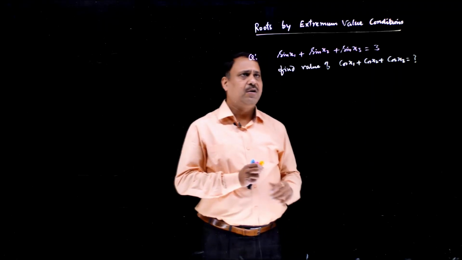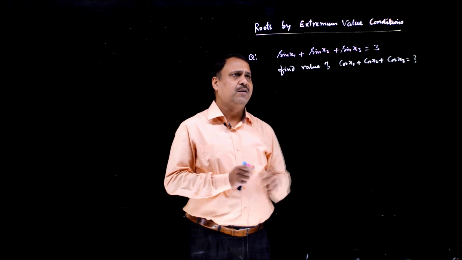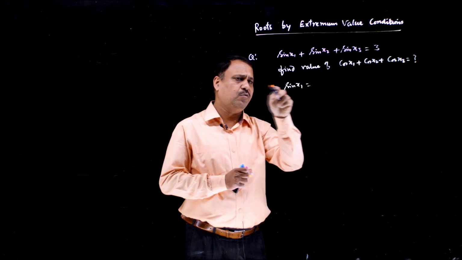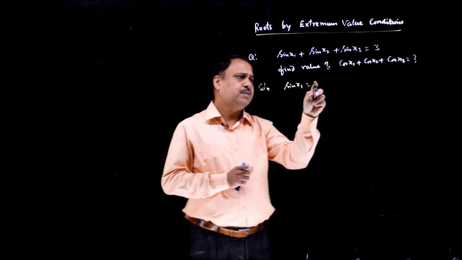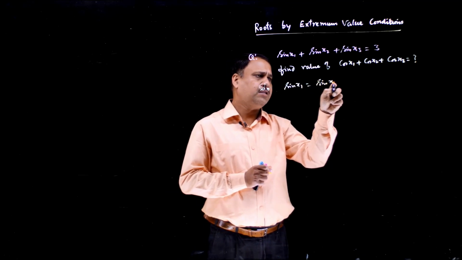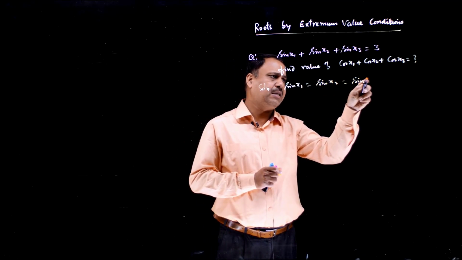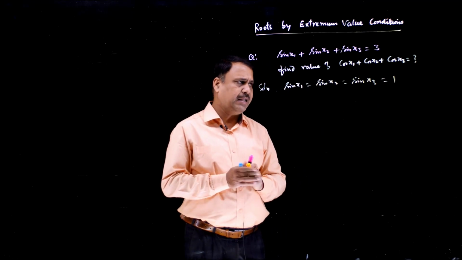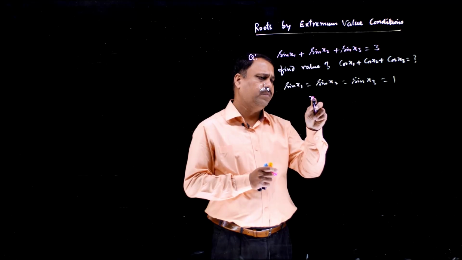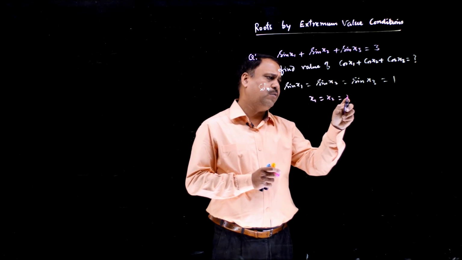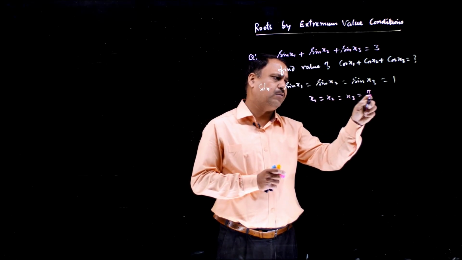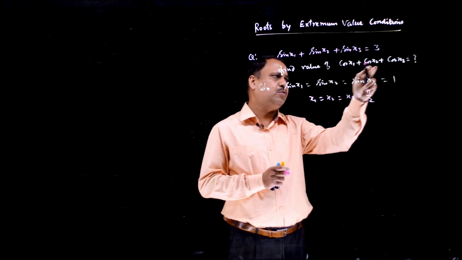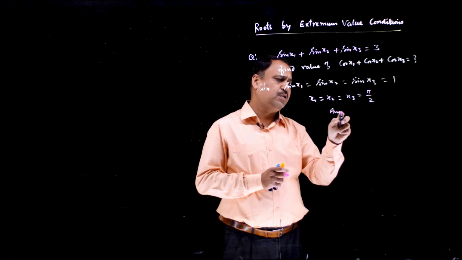What is the extremum value? We know sin x is always less than or equal to 1. So this gives that sin x1, sin x2 and sin x3 must be equal, and in this particular case all three must be equal to 1. So from here x1, x2 and x3 must all be equal to pi by 2. And when this is pi by 2, our cos will be 0. So 0, 0, 0. My answer will be 0.